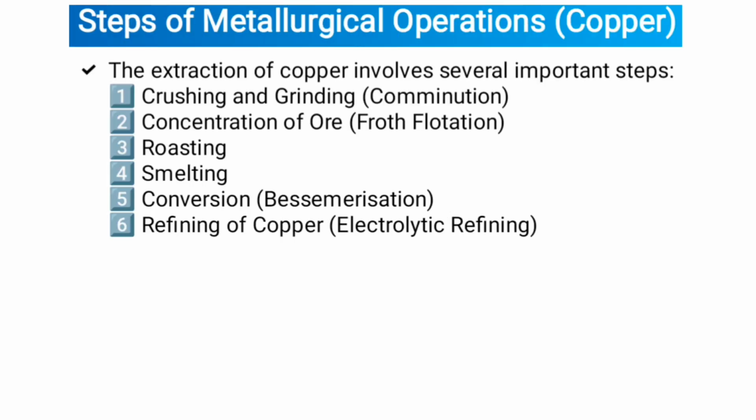Steps of metallurgical operation with reference to copper. The extraction of copper involves several important steps. First one, crushing and grinding, mean comminution. Second one, concentration of ores, mean froth flotation. Third one, roasting. Fourth one, smelting. Fifth one, conversion, Bessemerisation. Sixth one, refining of copper, mean electrolytic refining. Now let's study one by one in detail.